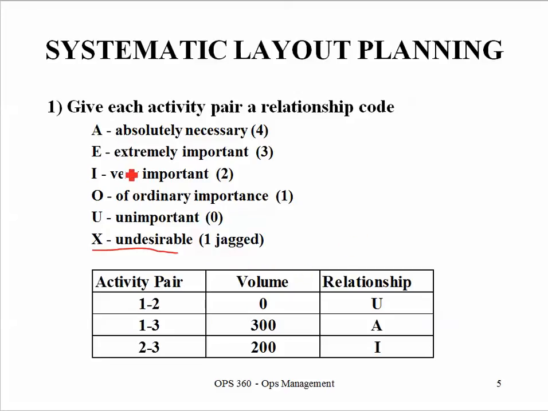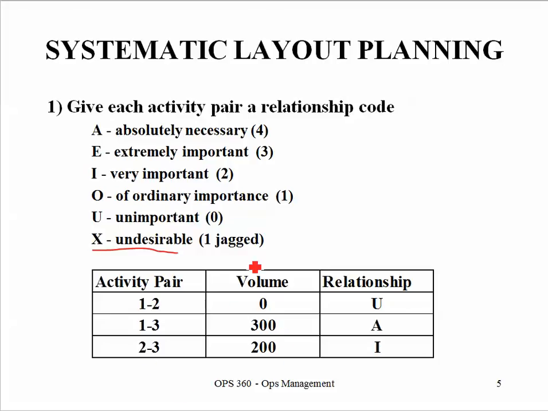Again, these aren't particularly clever. I didn't make them up. This is the actual terminology used. So let's take a look at our earlier example where I had the 3 work centers, and hence now called 3 activities. And with 3 activities, there's 3 possible pairs, 1 and 2, 1 and 3, and 2 and 3. And if you recall, looking back at the previous slide, there was no volume of flow, no loads per day flowing between 1 and 2, but there was 300 loads per day moving between 1 and 3, and 200 loads per day moving between 2 and 3.